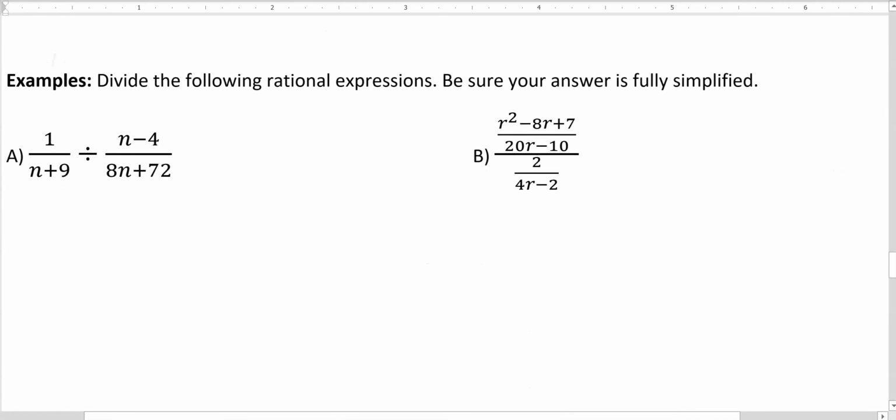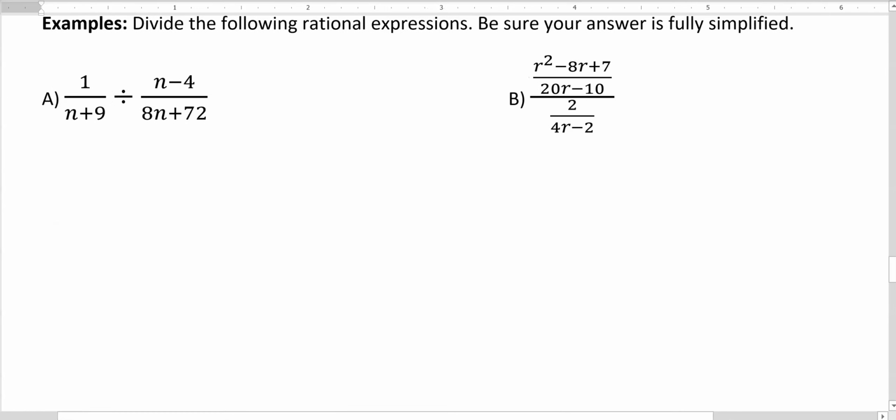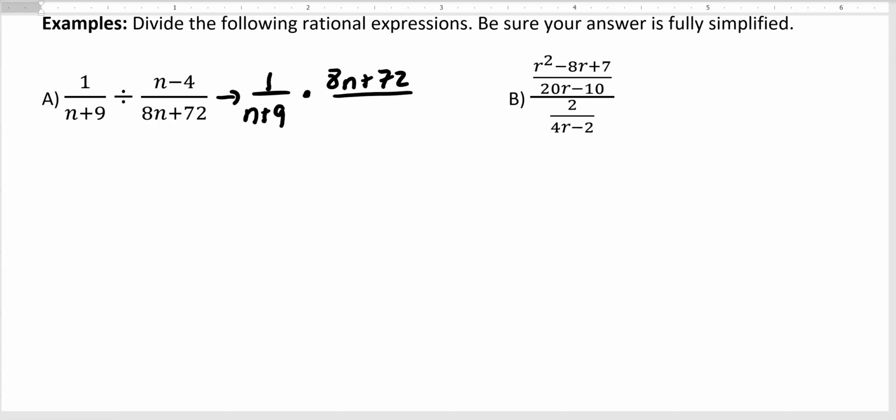So let's look at letter A here. 1 over n plus 9 divided by n minus 4 over 8n plus 72. So that would become 1 over n plus 9 times 8n plus 72 over n minus 4.